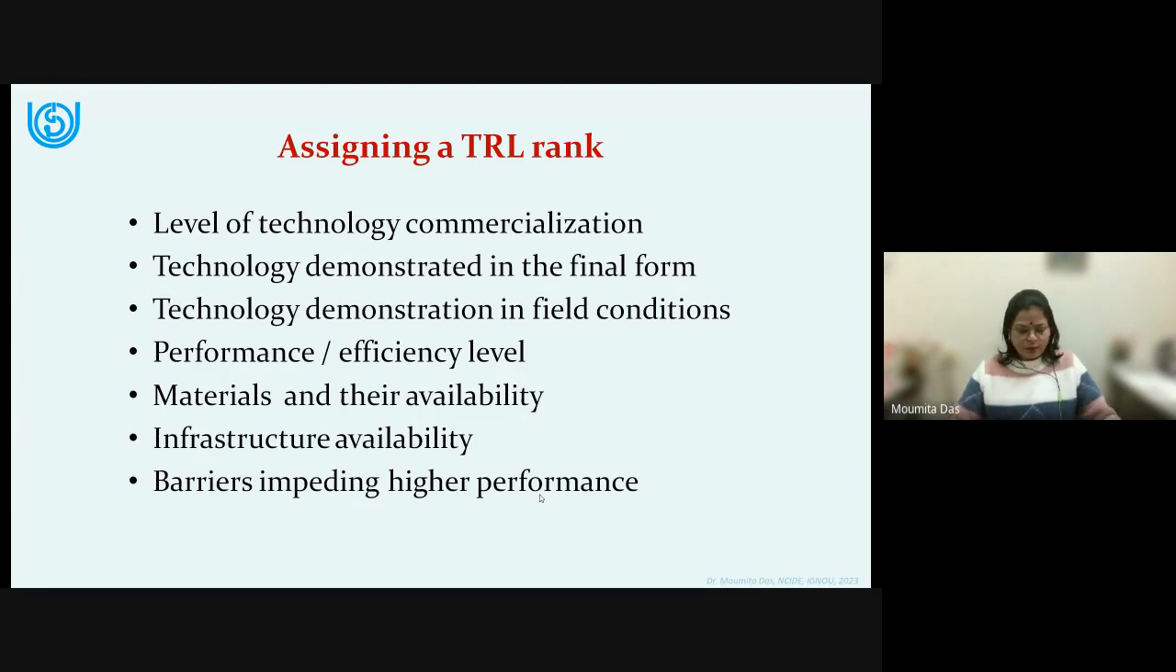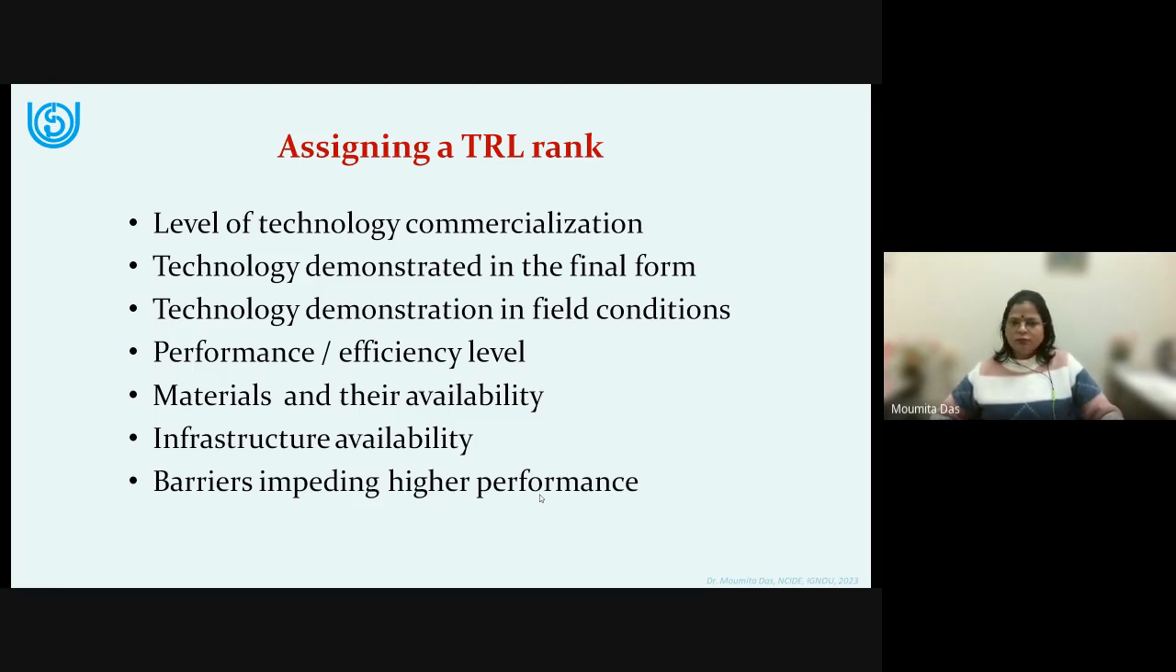And the last one would be the barriers, or what are the risks? We have mentioned briefly about the risks. What are the barriers that might impede you from having the best performance of your product? They might ask you these questions. So you should be ready with the answers, right?